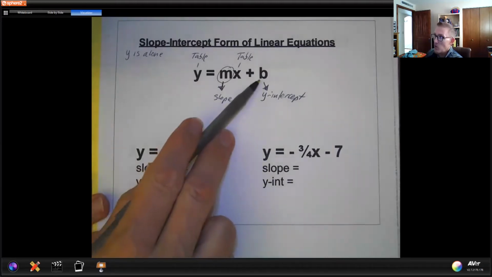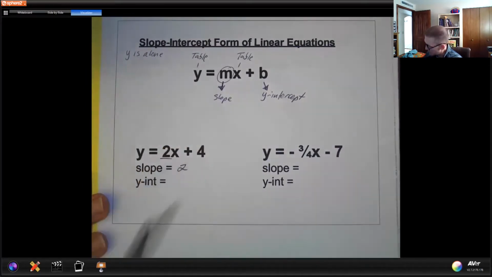Remember, the y-intercept is all by its lonesome. So the number all by its lonesome in this equation is plus 4, so the y-intercept is 4. And this is all we're going to do in the first part: we're just going to look at an equation and identify the clues.